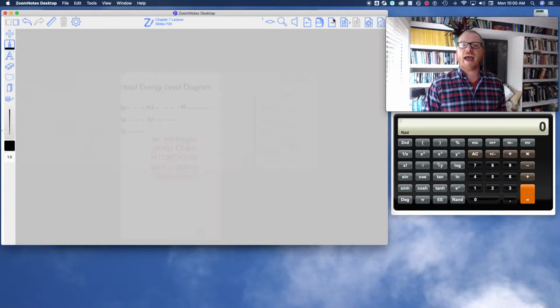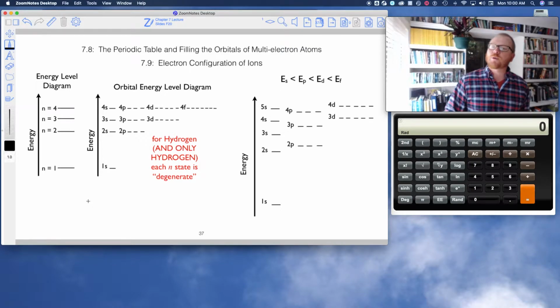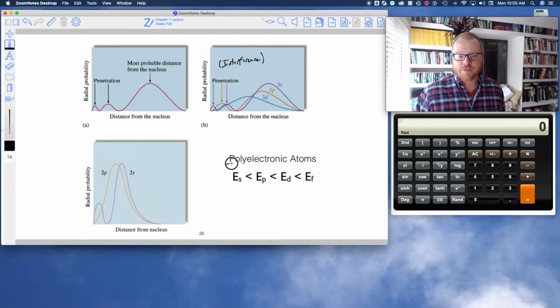And I'm going to give a little foreshadowing to where we're going next, which will be a next video. But now when we get into these orbital energy level diagrams, because all these orbitals get complicated, we have to have a more simplified way of representing them. And we do that with these diagrams. So these diagrams are our simplified way of representing these complicated polyelectronic atoms, so atoms containing more than one electron.